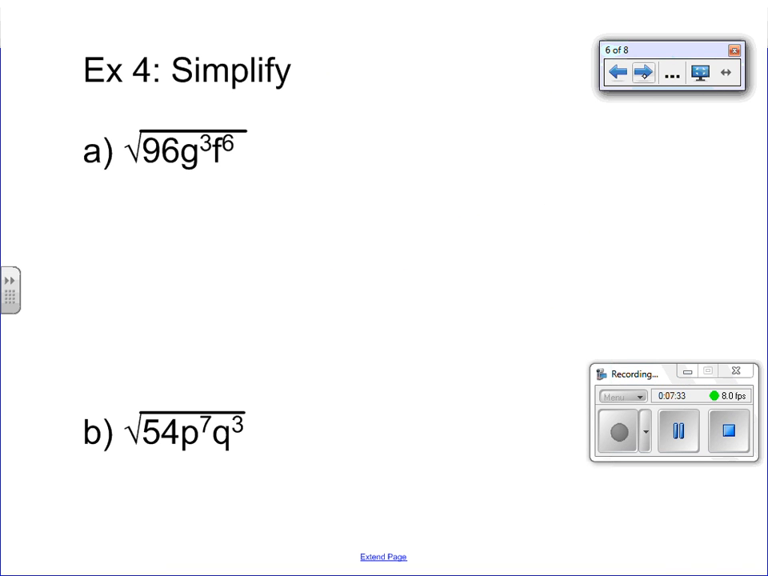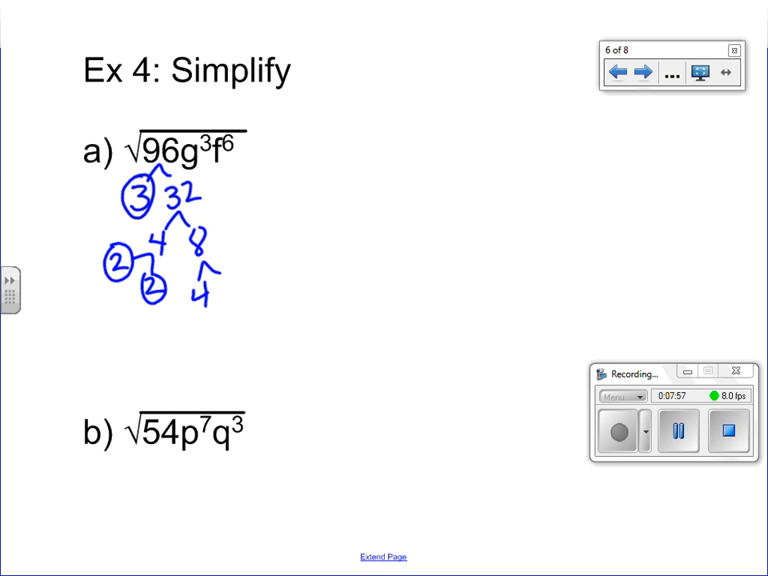Okay, on these, it's going to work the exact same way with the variables as it does with the numbers. Anytime I have a double, I can take it out. So I have 96. I'm going to break it up. So I know that 3 will go into that 32 times. 3 is a prime. 32 splits into 4 and 8. 4 splits into 2 times 2. 8 will split into 4.